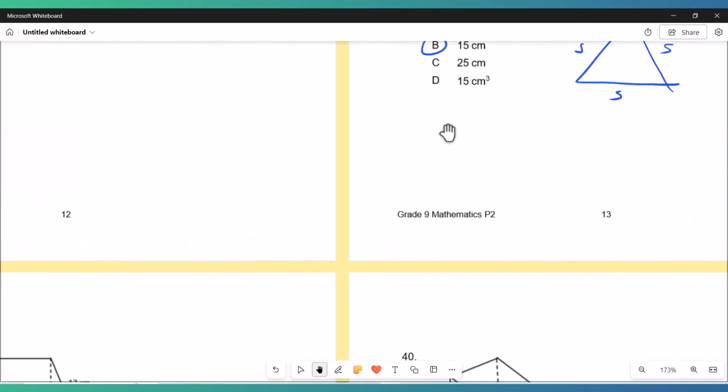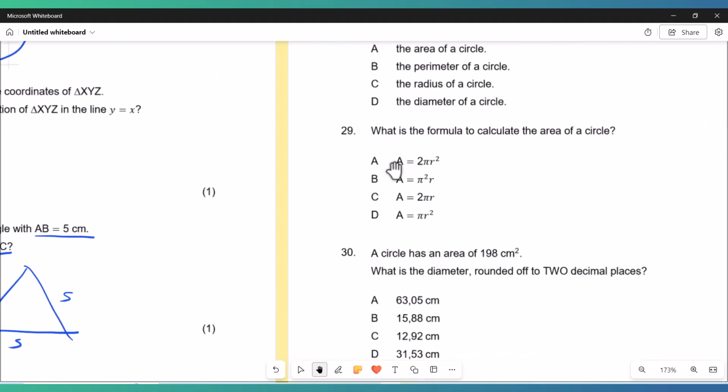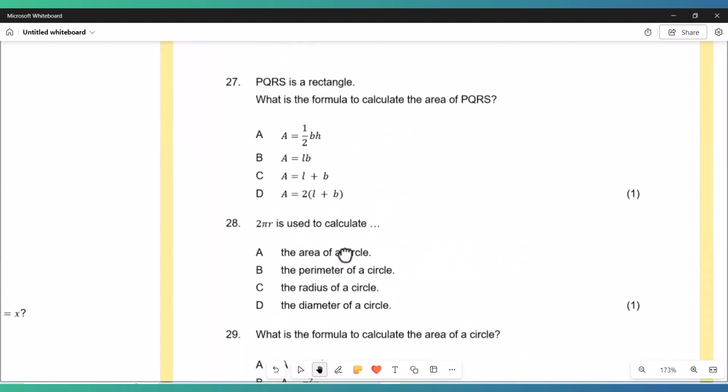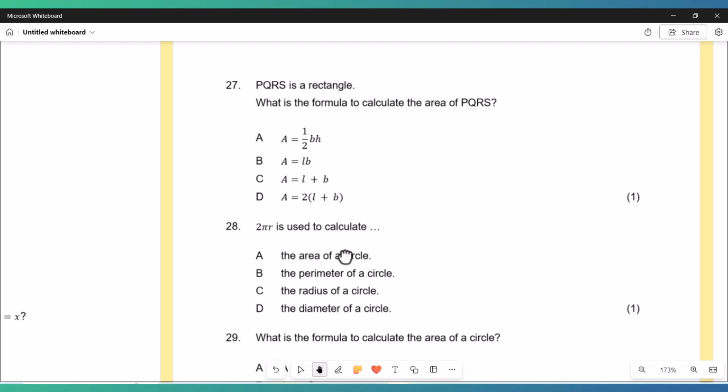Question 27. They say here that PQRS is a rectangle. We want the area of the rectangle, so we know that in that case it is L times B, length times breadth. Then 2 pi r is for calculating what? The 2 pi r, we know, is for the circle, also called the circumference of the circle. So in this particular case, the answer is B.